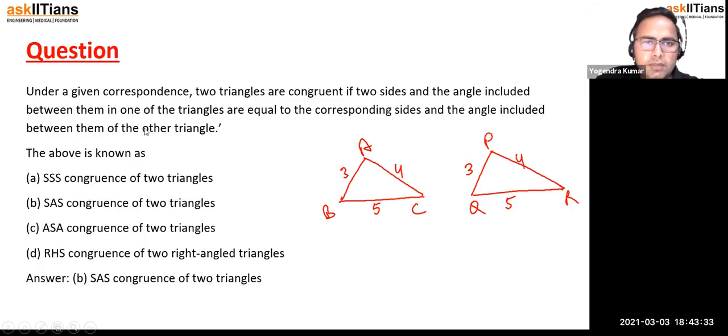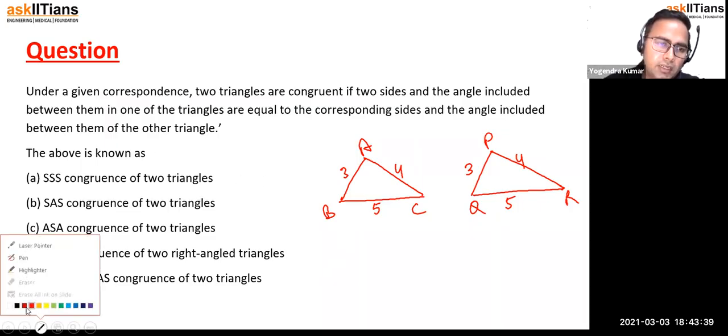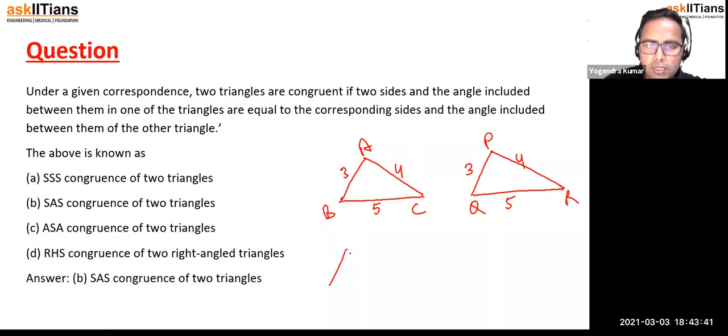Okay, under the given condition, the two sides and the angle included. So this is what is mentioned here. Angle included is what? Let me show it to you. It is like this. Now this is 3, this is 5. Now the angle between them, let's say, is 60.